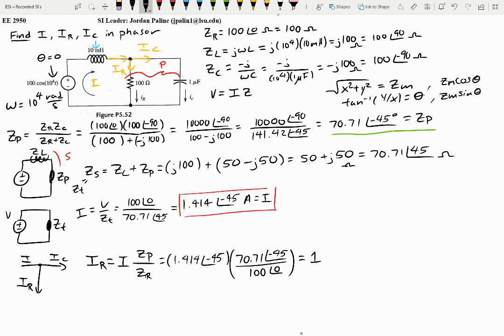So we get 1. Okay, so we'll subtract those angles and add those angles. Here it'd be negative 45, since it's dividing negative 45 over 0. So 45 minus 0, and that'll give us negative 45 degrees. Then we're multiplying these two, so we'll add the angles together. Negative 45 plus negative 45 will give us negative 90 degrees. That'll be amps, and that'll be I of R.